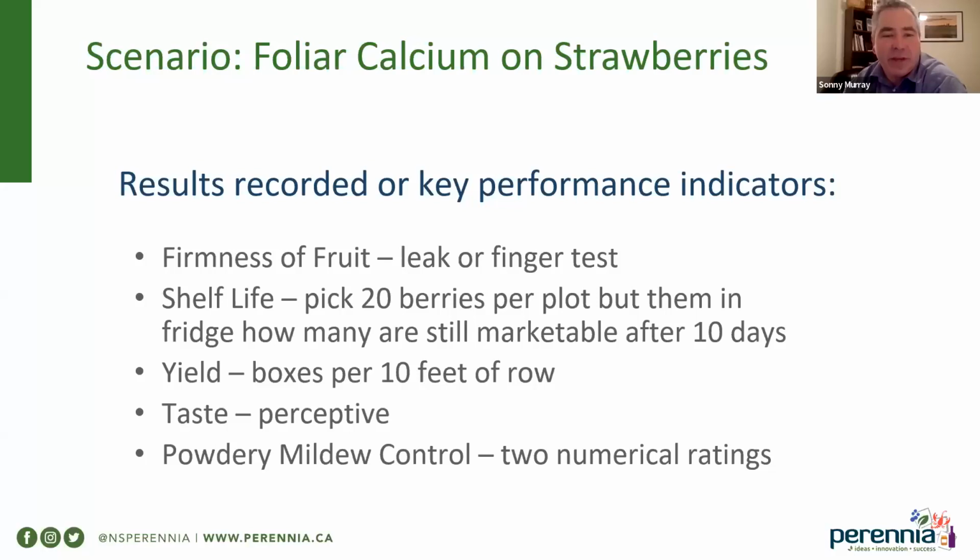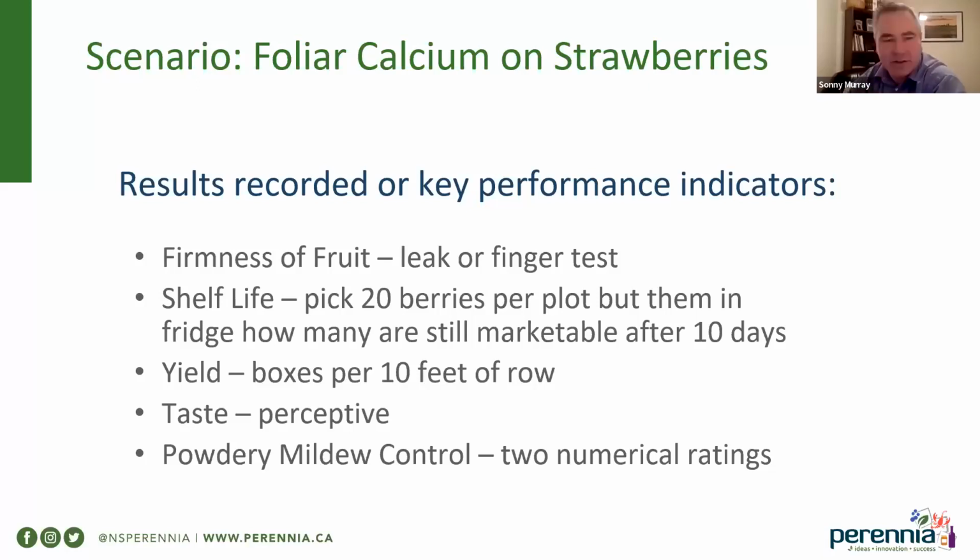So we're putting calcium on to make a harder berry. Do those harder berries have a longer shelf life? We could pick 20 berries from each plot, put them in the fridge, and see how many are marketable after 10 days. So in that way, we're generating numerical data, hard data, that we can later crunch the numbers on, do some statistics. We can look at yield.